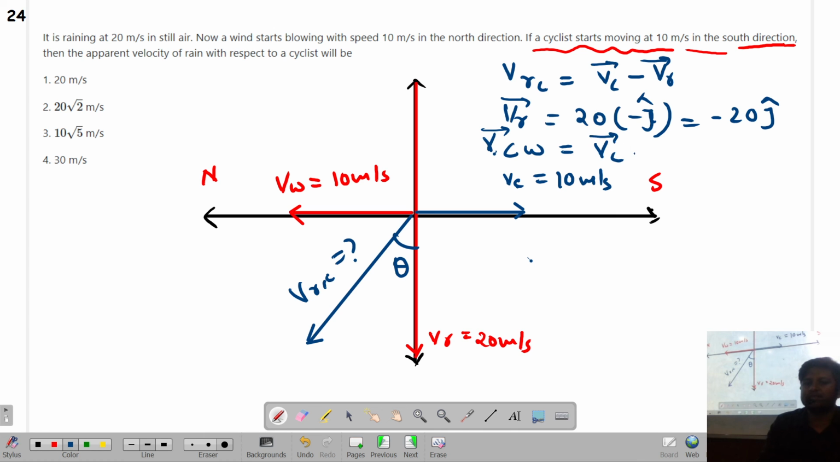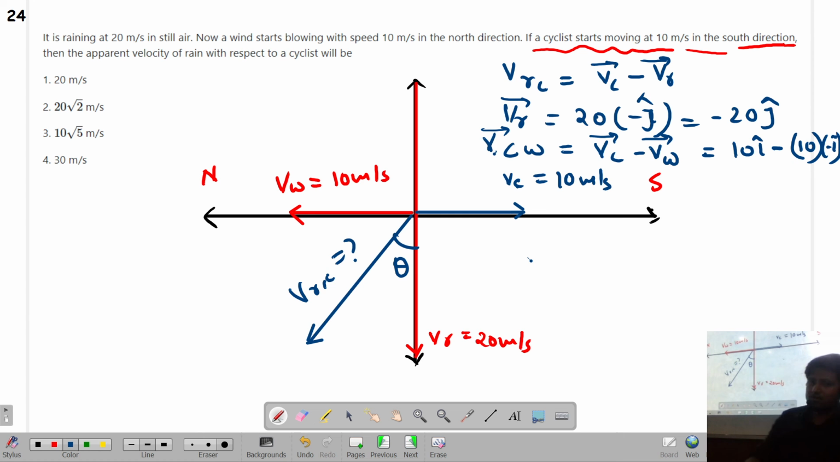Velocity of cyclist minus velocity of wind. Now the velocity of cyclist is towards i cap, so 10 i cap. Got it or not? Now minus of, what is the velocity of wind? 10 again, but it is opposite of i cap, right? So this will become minus of i cap multiplied with minus of i cap again.